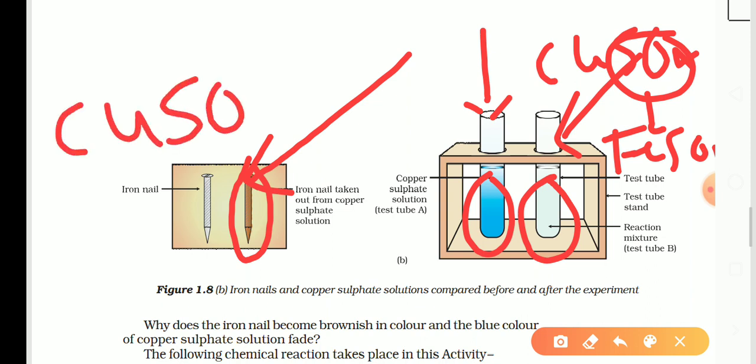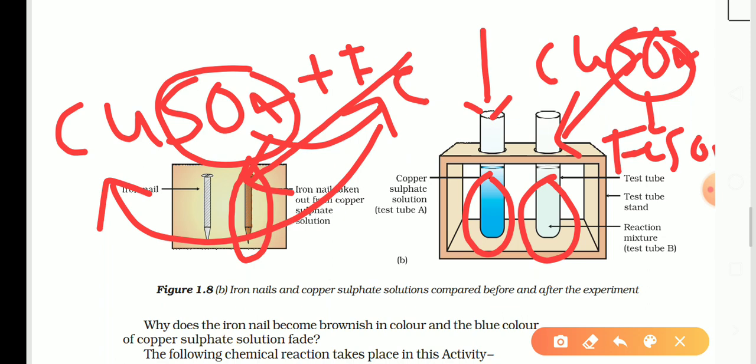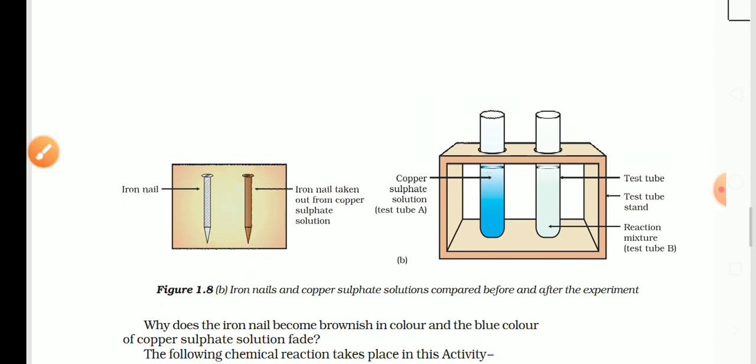While we introduce the iron nail in copper sulfate, iron is kicking out copper from copper sulfate and taking away SO4. Since the amount of CuSO4 is decreasing with time, automatically the color of the solution is disappearing, and after some time we can see a brownish coating on this iron nail, because the released copper is sticking onto the surface of the iron nail and giving it a shiny copper colored appearance.